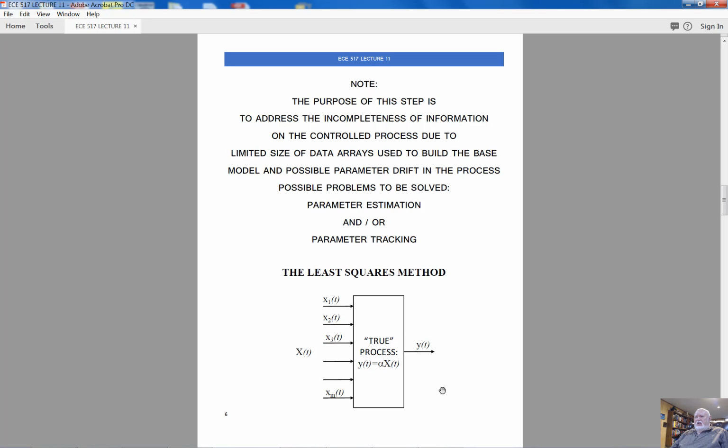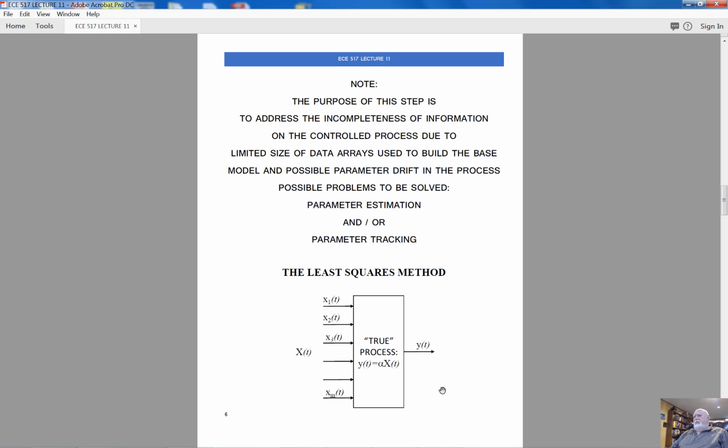And then in addition, a real process can exhibit parameter drift, which means that the set of parameters of the model obtained at this particular time, let's say 11:45 in the morning, may not be applicable at 2 in the afternoon. So this is the reason for continuous updating of the parameters of the model using some iterative process.